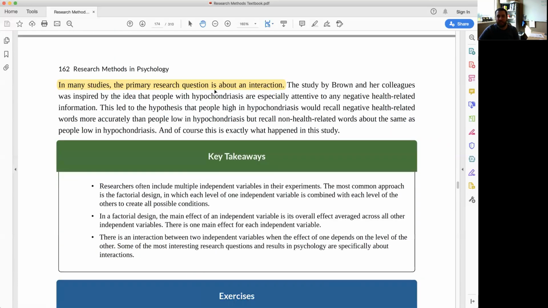In many studies, the primary research question is about an interaction. So lots of times, if you get an interaction, you don't really even care to report the main effects, because your question is typically about how do these two independent variables interact with one another or change one another, and how does that impact your dependent variable. So lots of times you will just report the interaction instead of all the main effects as well.